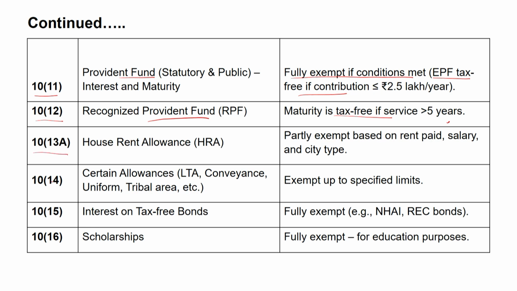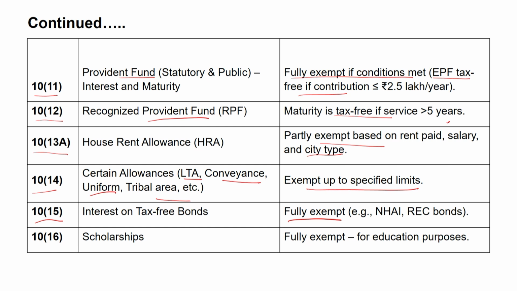Then house rent allowance is there, section 10(13A), partly exempted on the basis of rent paid, the salary that the assessee receives and the type of city in which they reside. Then section 10(14) is there. Certain allowances such as LTA, conveyance, uniform, tribal area expenses, these are also exempted up to a certain limit as discussed under the Act.